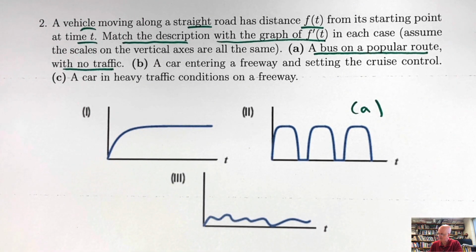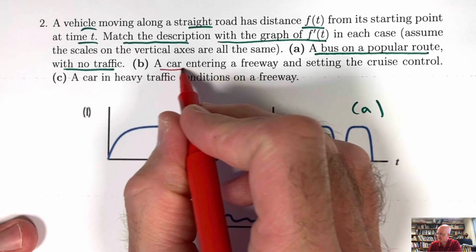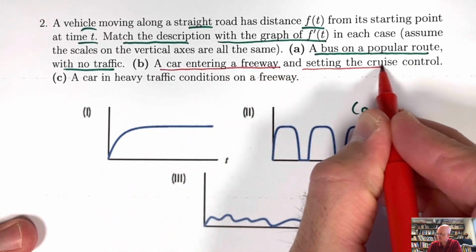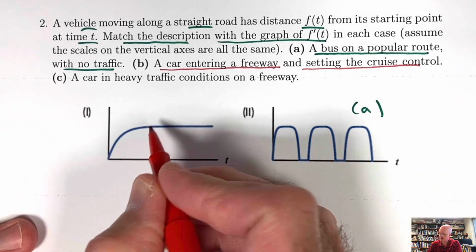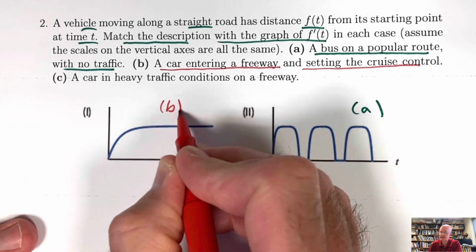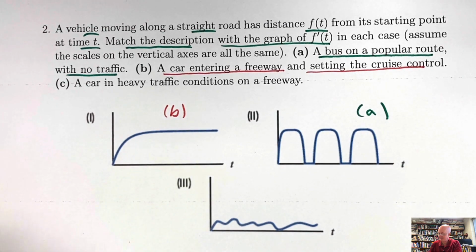Description B, a car is entering a freeway and setting the cruise control. As it's entering, it's got to be speeding up, and then it sets the cruise control, goes at a steady speed. Once again, the derivative is effectively the speed. What graph goes up and then stays steady for a while? That's this graph right here. So graph 1 is choice B. That leaves, of course, graph 3 to be choice C, but why?